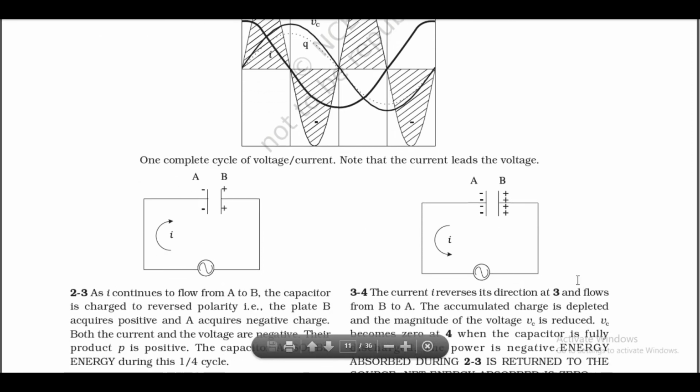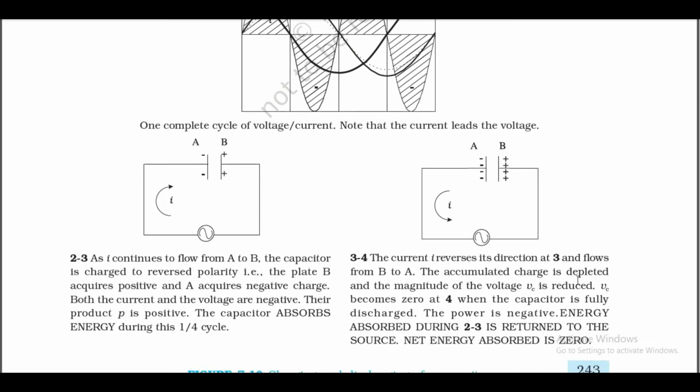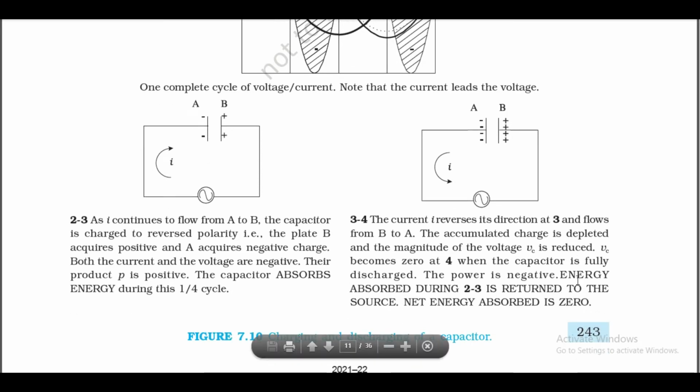One complete cycle of voltage and current. Note that the current leads the voltage. 2 to 3, as I continues to flow from A to B, the capacitor is charged to reverse polarity, that is, the plate B acquires positive and A acquires negative charge. Both the current and the voltage are negative, so their product P is positive. The capacitor AB absorbs energy during this 1/4 cycle.